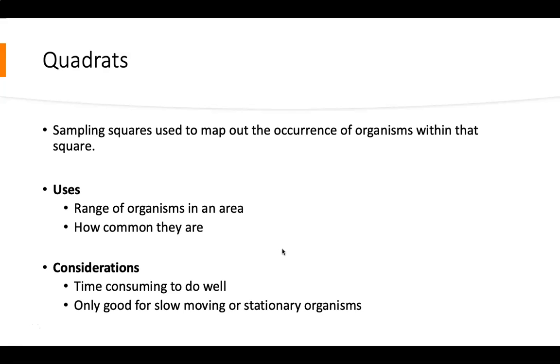Now, quadrats are using squares on a map, and we use those to count the number of organisms that fall within that square wherever it ends up lying. It's useful in identifying a range of organisms in an area and also getting an idea of how common they are, but it can be very time consuming to do, particularly if you want to do it well as well. And again, it's really only good for slow moving or stationary organisms. So probably not going to be great for counting kangaroos, but would be really great for counting kangaroo bushes, for example.